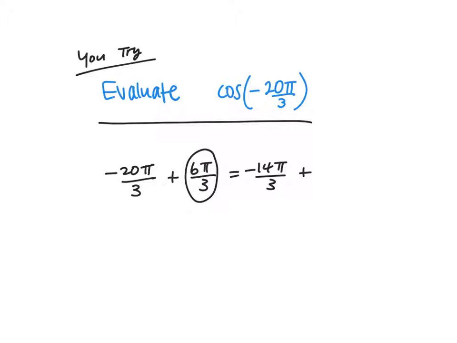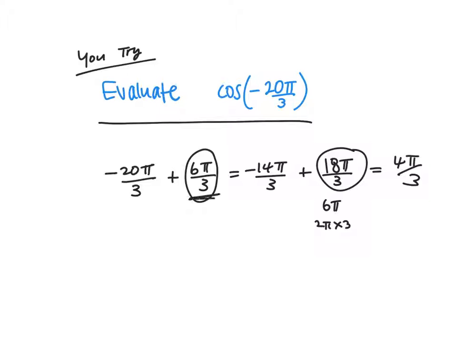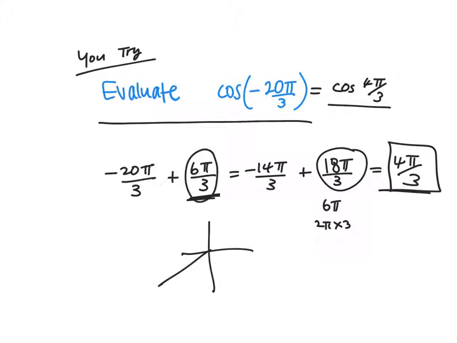So I'm going to do 18 pi over 3. Do you see that? Because 18 pi over 3 is 6 pi, which is 2 pi three times, which would give me 4 pi over 3. Or you could just keep adding 2 pi's, or 6 pi over 3, until you get an angle that you're comfortable with. So really, cosine of negative 20 pi over 3 is equivalent to finding cosine of 4 pi over 3. Well, 4 pi over 3 is in quadrant 3, so therefore cosine will be negative. And cosine of pi over 3, or 60 degrees, is 1/2, so my answer is negative 1/2.